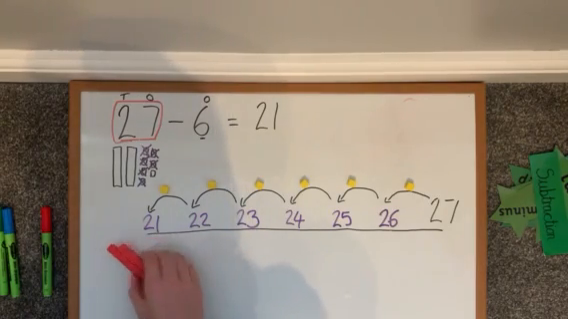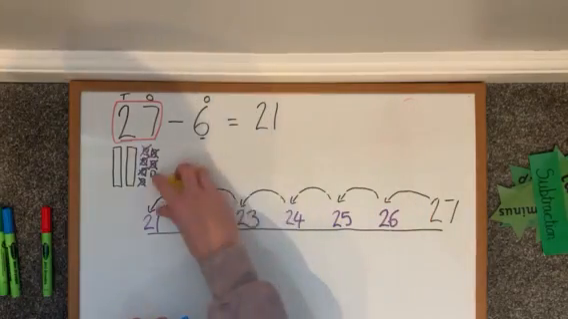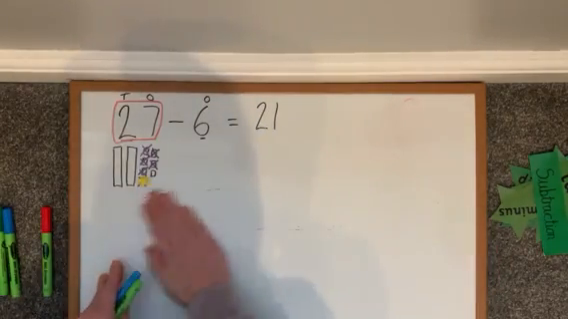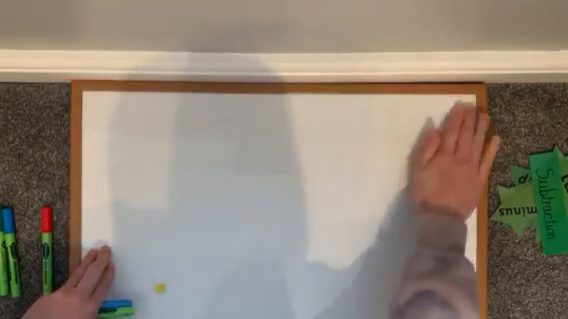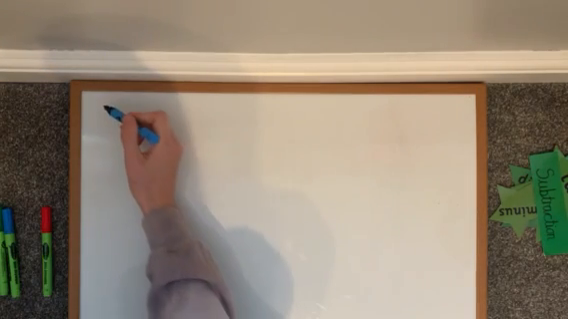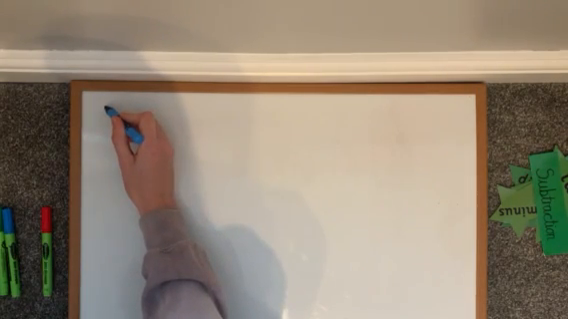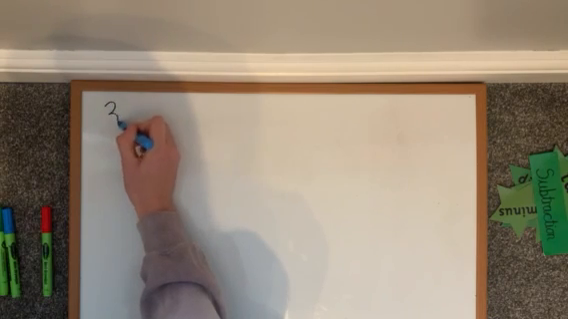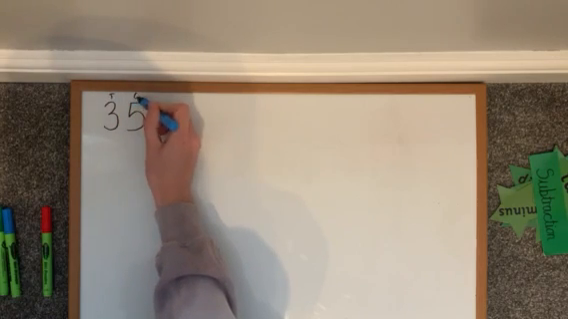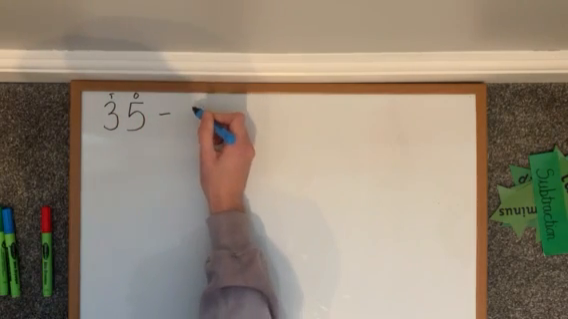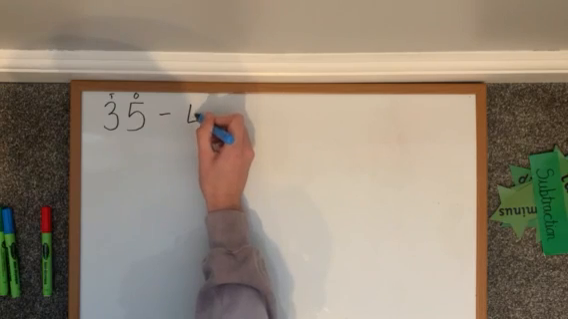So we're going to do another one together. Okay, so let's rub this off. So we're going to do the number line first this time, and then we're going to check afterwards with our Deans to make sure we've got the same answer, because whatever method you use, we should get the same answer. So this time we're going to do, let's start with 35. So it's my 10s and 1s, and I'm going to take away 4.